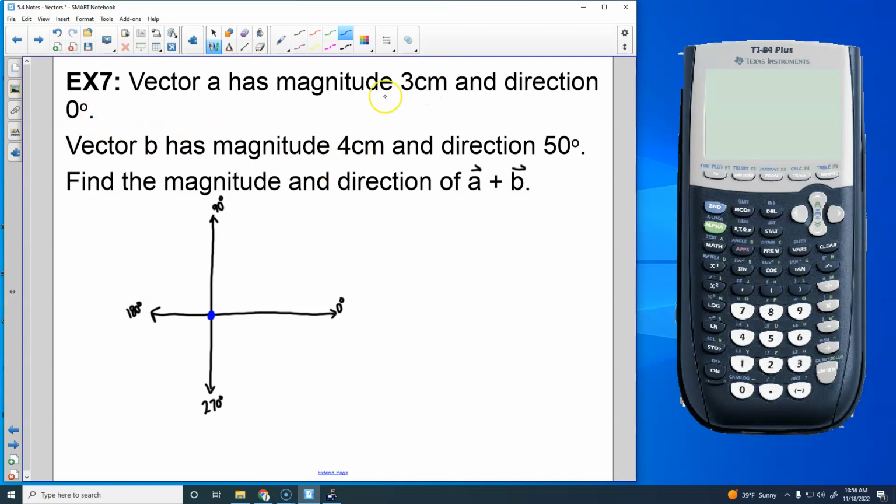So 3 centimeters, 0 degrees. So 3 centimeters, I'm going to draw it like this and label it 3 centimeters. Then vector B, I'm going to use green for it. It has a 50-degree angle, so about like that. And my vector is a little bit longer than my 3 centimeter vector, so I'm going to call that 4 centimeters there. We could actually draw this to scale, but for the ones we're going to be doing, this will be probably good enough.